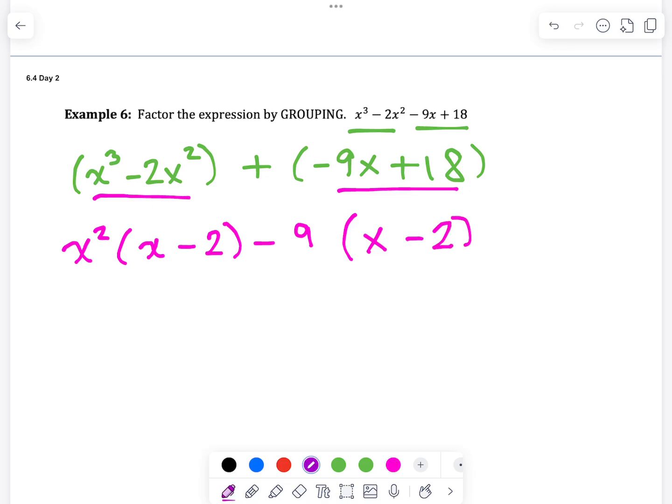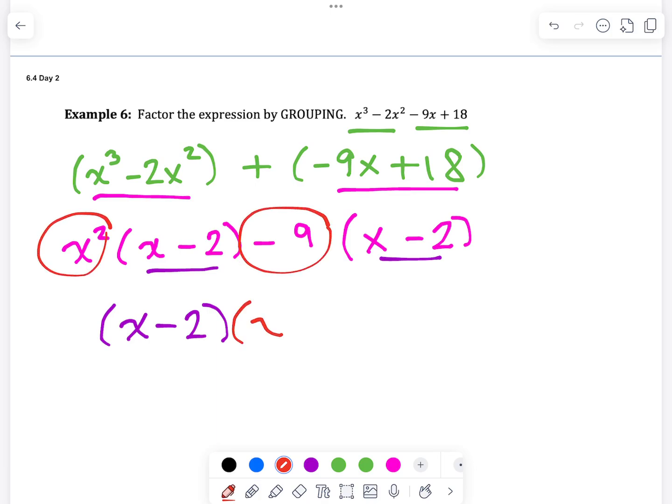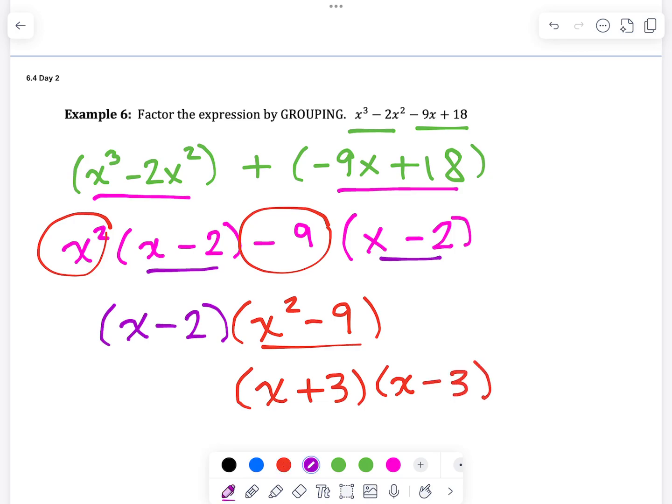So now stop and check. Notice that these 2 parentheses are the same. They are now your new GCF. So you have x minus 2. So we take out the x minus 2, and what we're left with is x squared minus 9. Now, just like the last problem, we can factor that by the difference of 2 squares. We have x plus 3, x minus 3. And then we have x minus 2 outside.